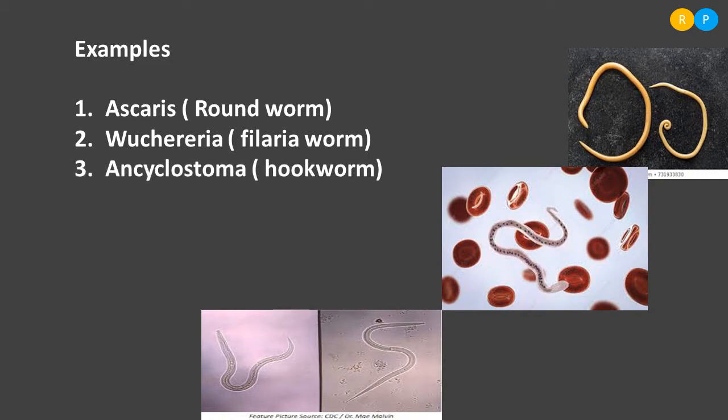Then one more example is Ancylostoma. Ancylostoma is commonly called hookworm. Clear? So the third diagram is the hookworm. These are a few examples of animals that come under the phylum Aschelminthes.